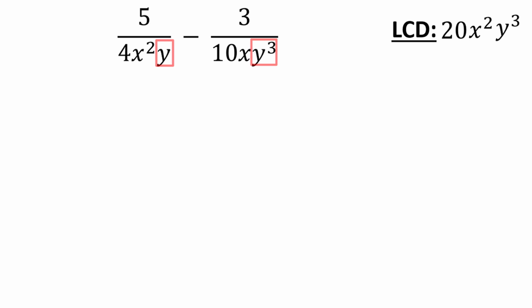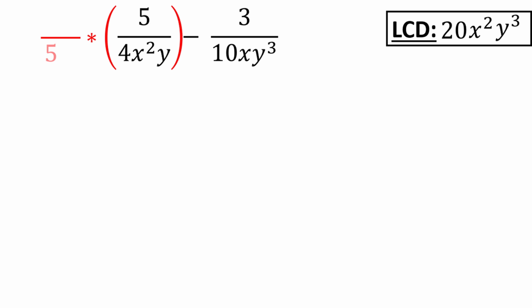Now just multiply each term by whatever it takes to get the least common denominator of 20x squared y to the third. For the first term, we need to multiply by a constant of 5 to get 20, as 4 times 5 is equal to 20. We don't need any additional x's as we already have x squared, but we do need 2 additional y's, so we must multiply by 5y squared over 5y squared.